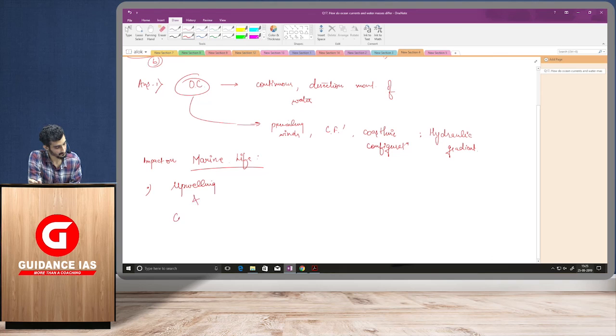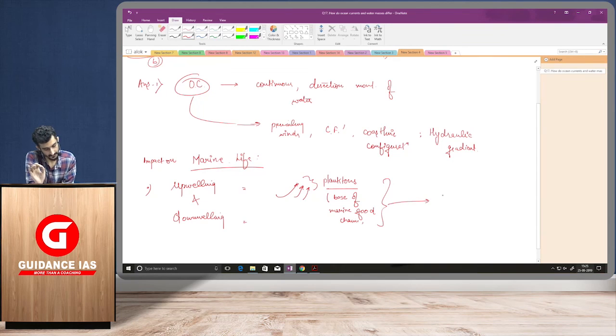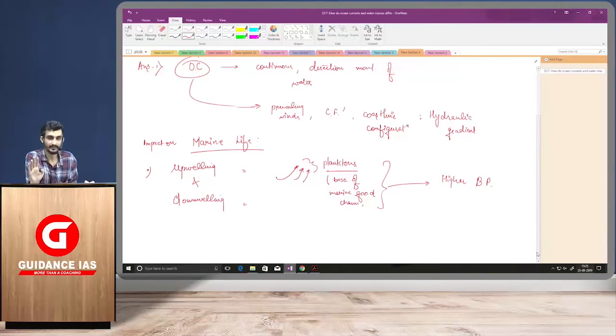and downwelling. See, upwelling will do what? It will bring the nutrient rich water from beneath towards the surface, which can be in the form of planktons, and these planktons, which form the base of marine food chain, can lead to higher biological productivity. So this is the impact on marine life.